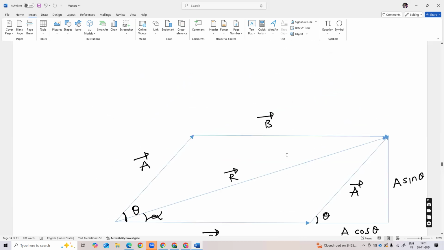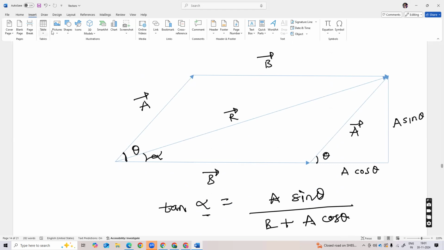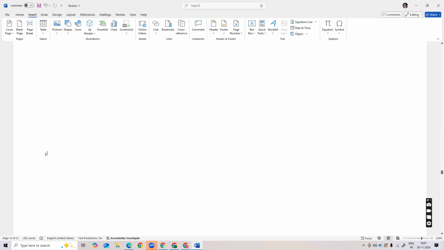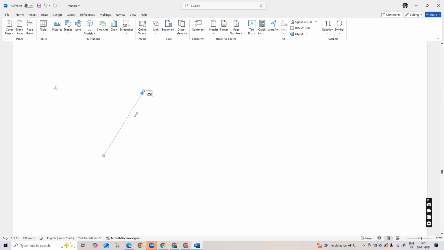So this was the method to find out the resultant. However, if we have to find out the difference between A and B, let's see. Let's take one more example.